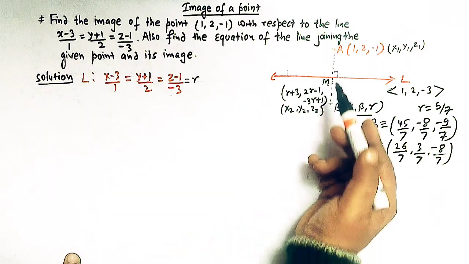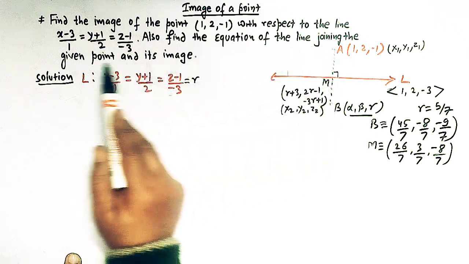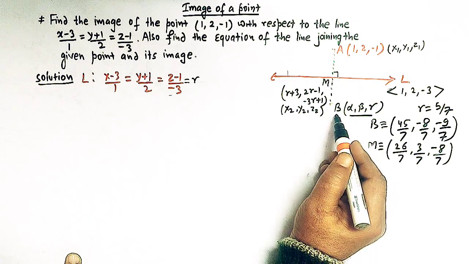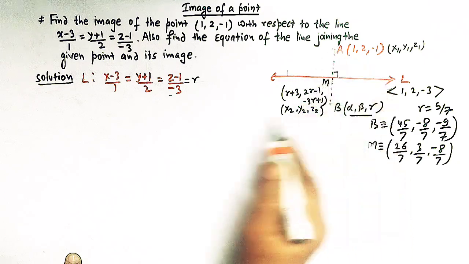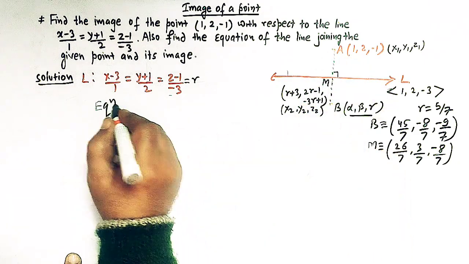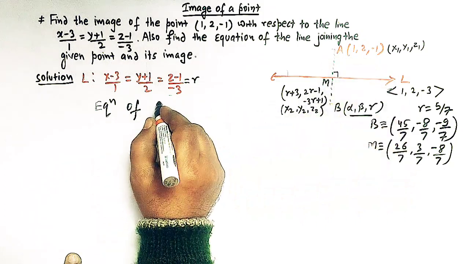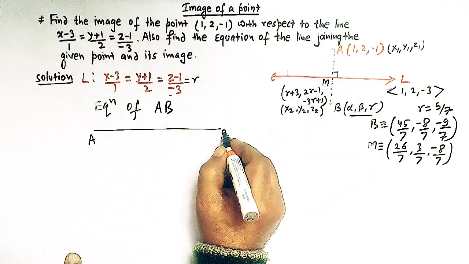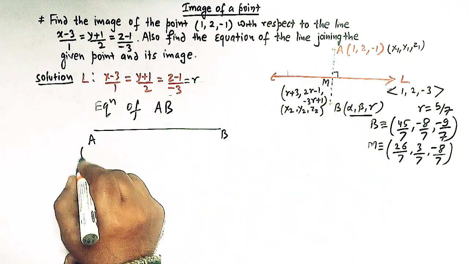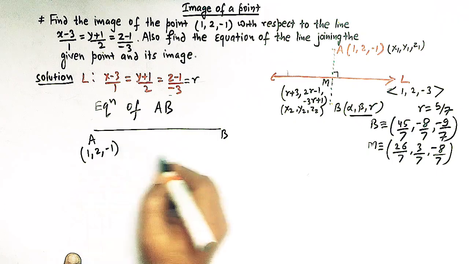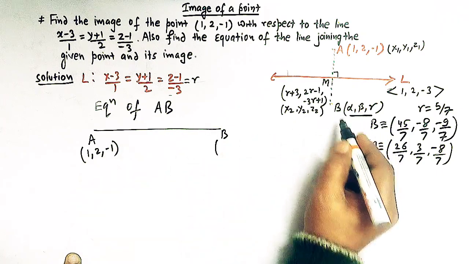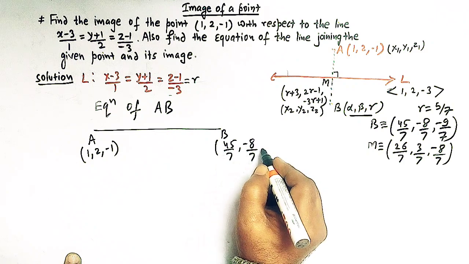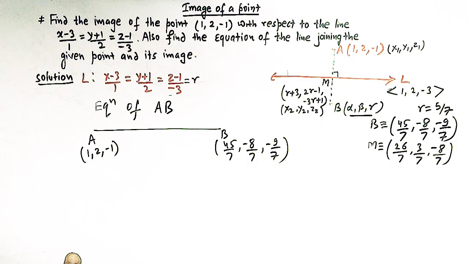So now we have to find out the equation of the line joining the given point, which is point A, and its image, which is point B. So we need to find out the equation of the line AB. So here we have the point A, which is 1 comma 2 comma minus 1, and here we have the point B as 45 over 7, minus 8 over 7 and minus 9 over 7, right?